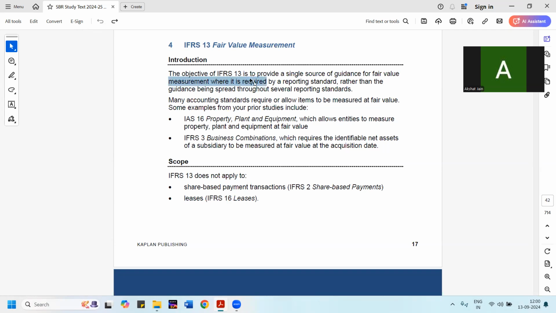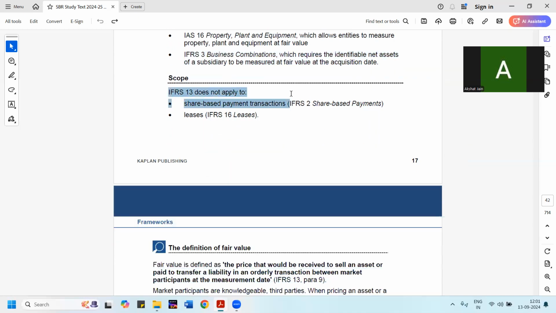IFRS 13 is fair value measurement, and many accounting standards require or allow items to be measured at fair value. So IAS 16 PPE allows entities to measure PPE at fair value, and IFRS 3 Business Combinations requires the net assets of a subsidiary to be measured at fair value at the acquisition date. IFRS 13 does not apply to share-based payment transactions and leases.